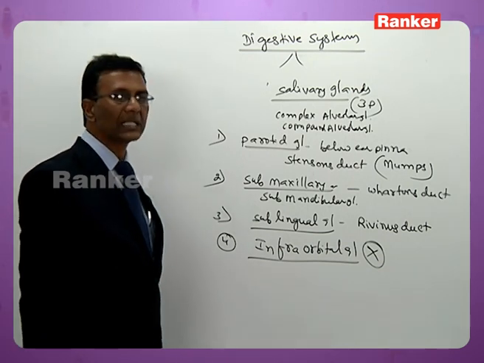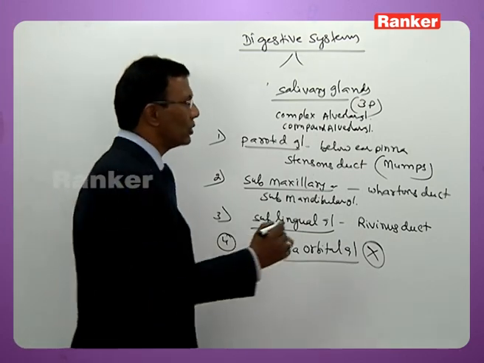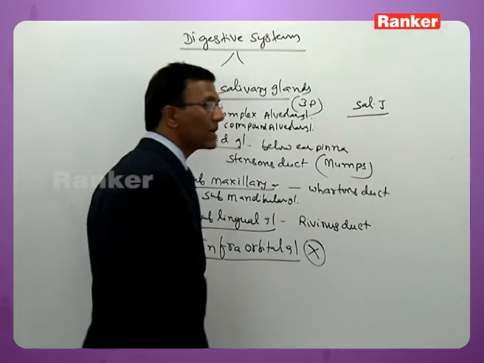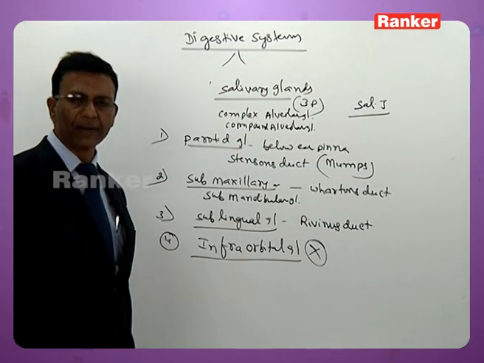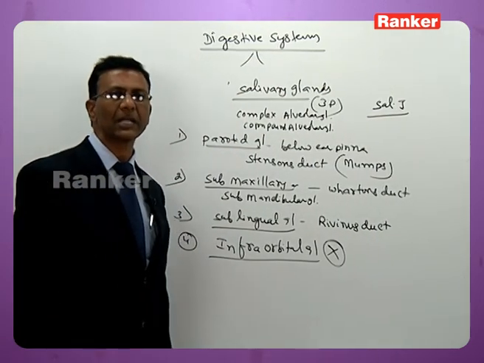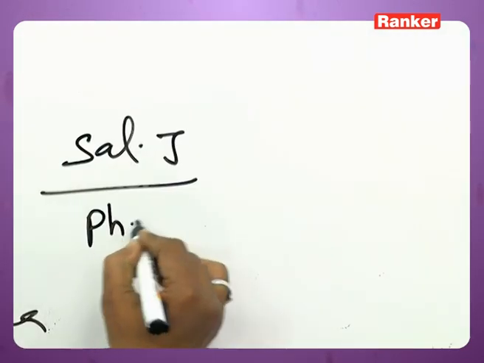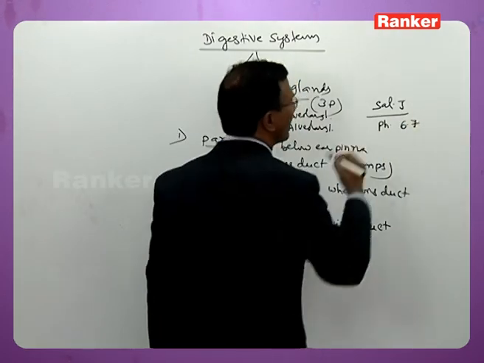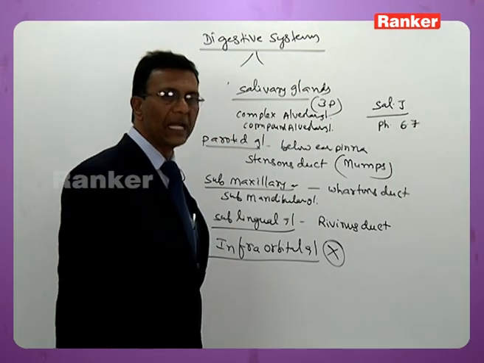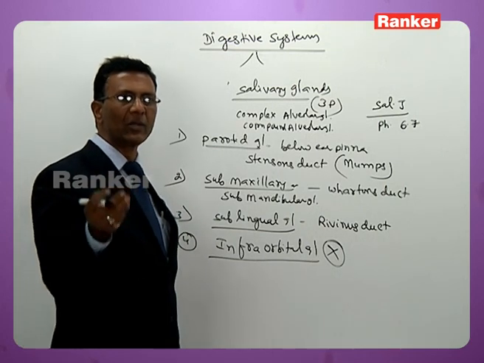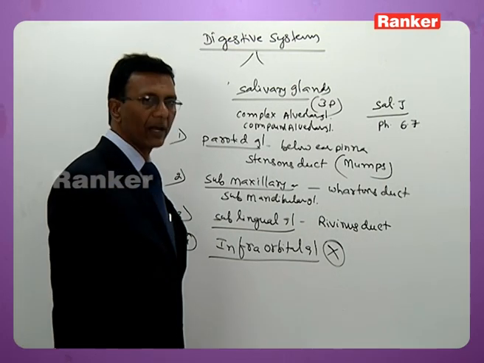Now salivary glands synthesize salivary juice. You must remember the pH of salivary juice. Several times this question was asked in MCET and other exams. What is the pH? The pH of human salivary juice is 6.7. It is slightly acidic, near to 7.